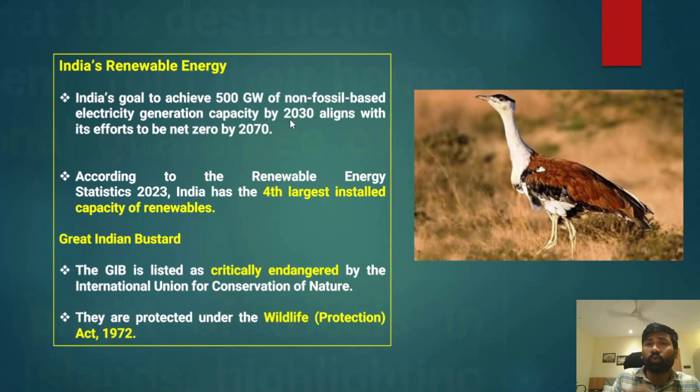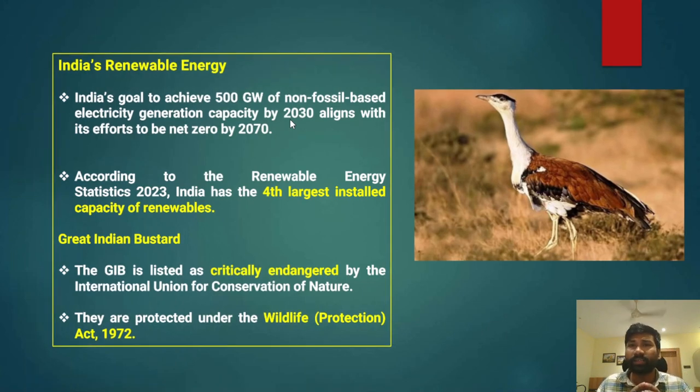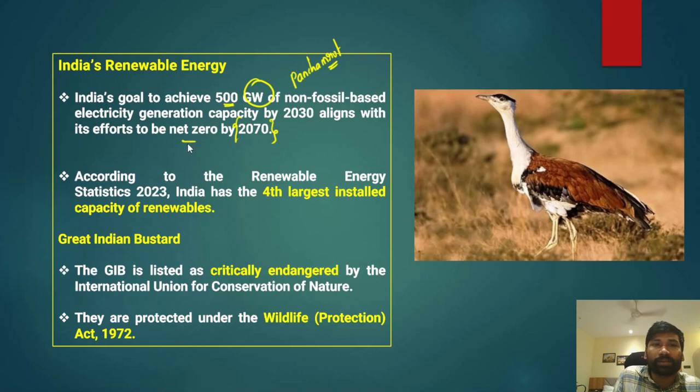Therefore, if you look at some of India's renewable energy achievements, India's goal is to achieve 500 gigawatt of non-fossil fuel based electricity generation capacity. This is part of India's overall Panchamrit commitments, right? However, it is being aligned with becoming net zero by 2070. So India will become net zero by 2070 along with achieving 500 gigawatt of non-fossil fuel based electricity generation capacity. In fact, there was a report, Renewable Energy Statistics 2023, which says that India has the fourth largest installed capacity of renewables in the world.